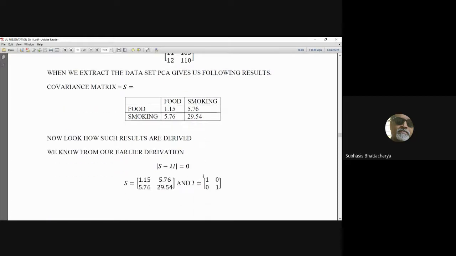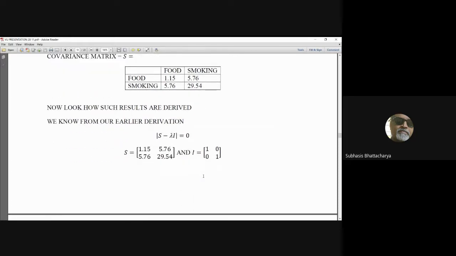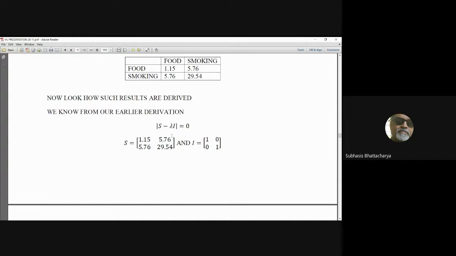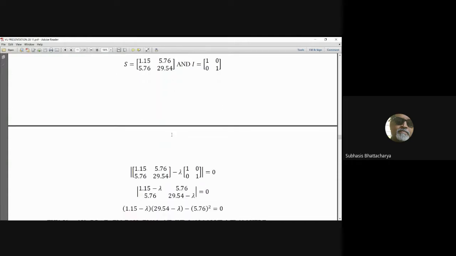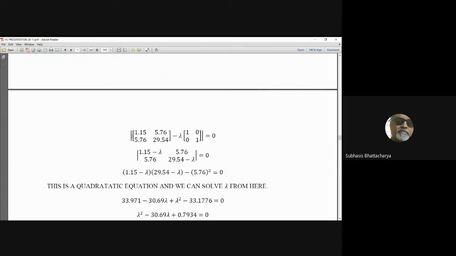Now consider what we learned earlier: the matrix equation S minus lambda I equals 0. What is S? S is this variance covariance matrix, that is 1.15, 5.76, 5.76 and 29.54, and I is the identity matrix, and we do not know lambda. We have to find out lambda. So I am doing this operation: the S matrix minus lambda I.